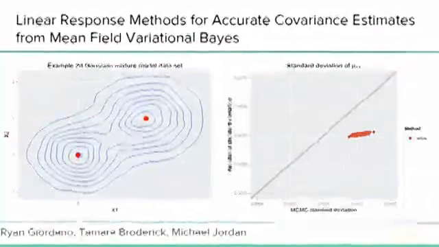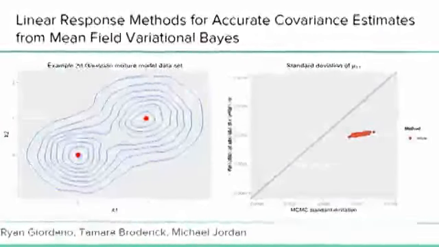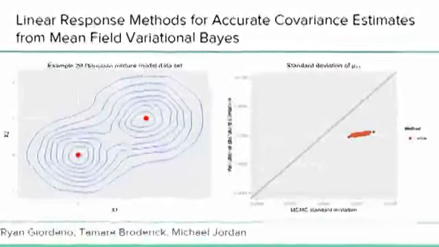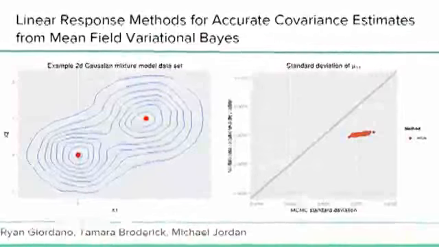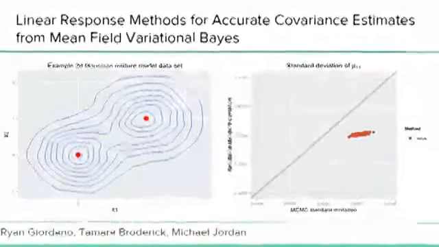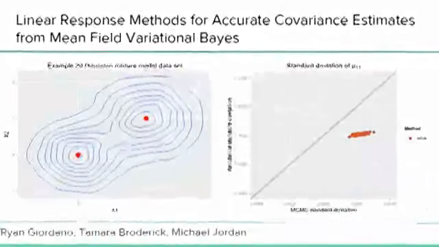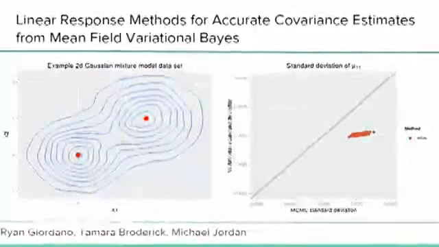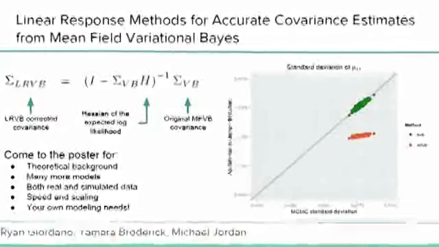We simulated a number of data sets. On the rightmost graph, each simulated data set represents one dot, and on that data set we fit an MCMC model, a Gibbs sampler, which we consider to be the ground truth, and a mean field model that assumes that the posterior factorizes. The graph shows the standard deviation, and as you can see, the mean field model dramatically underestimates the standard deviation of this location component. Linear response methods provide a simple closed-form correction to the mean field covariance matrix. The formula is shown on the left.